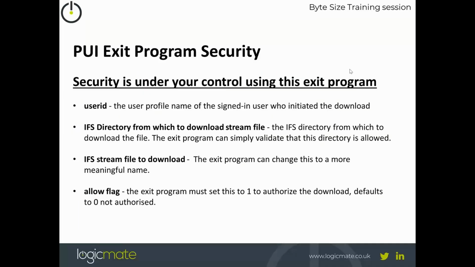This exit program now is under your control. It's for you to change, you to implement your own rules. You will be given the user ID and the name of the file in those parameters that we looked at, and then you just return a value to say yes, it's allowed, or no, it's not allowed. And it's as simple as that. You just monitor the values that are coming in, check them off against the list that matches your selection criteria, your security criteria rather, and you then decide to send back the authorized ability to download or not.